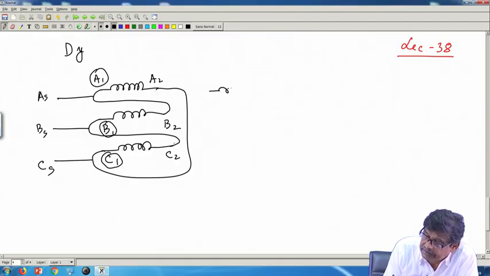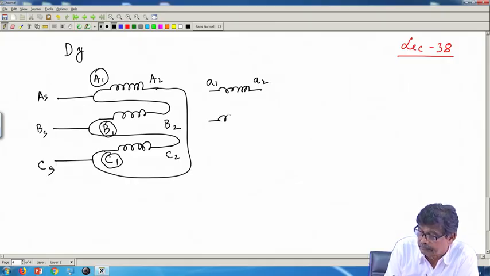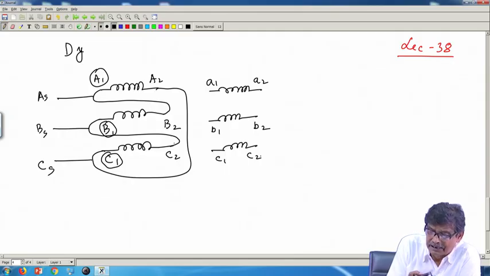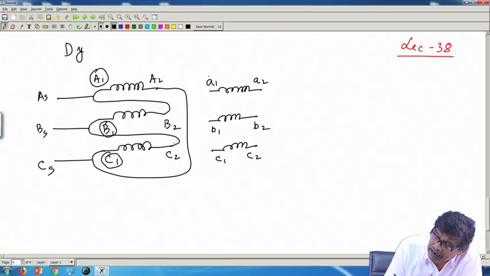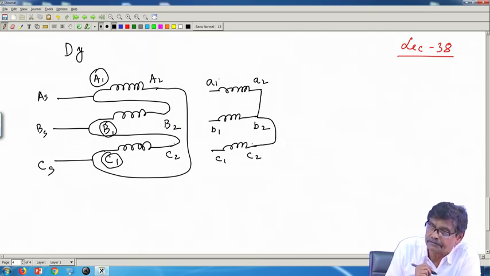And the secondary, small a1, a2, small c1, c2. See, I have taken the input as A1, B1, C1. So, I would like to have outputs taken from a1, b1, c1 on the secondary side. So, suppose I short it, star connection.